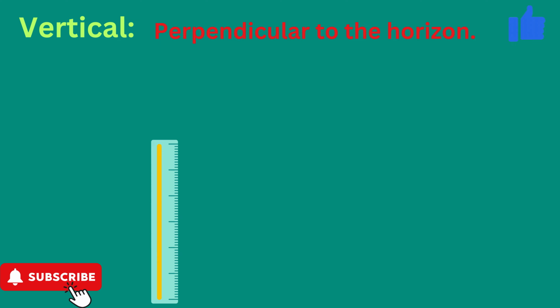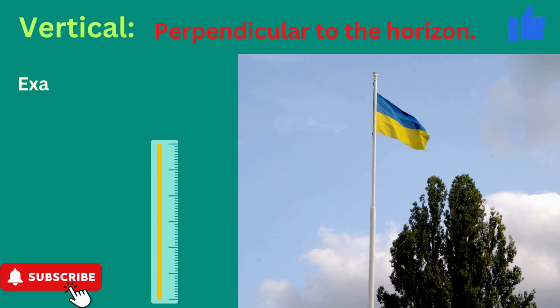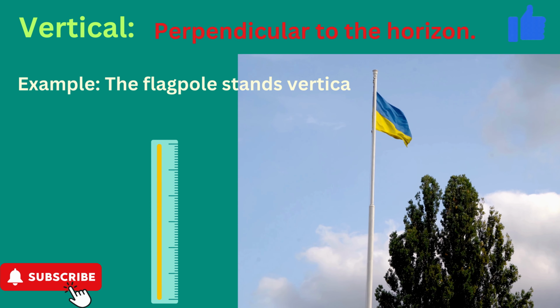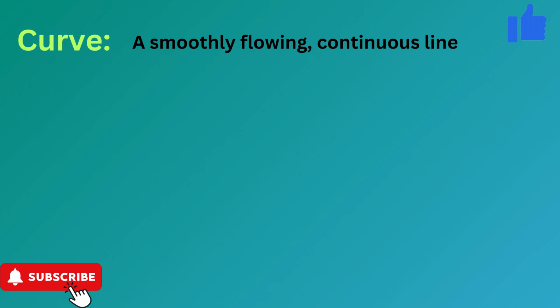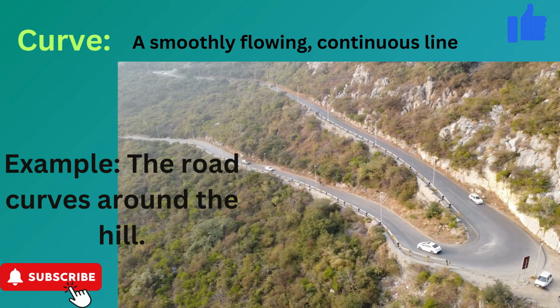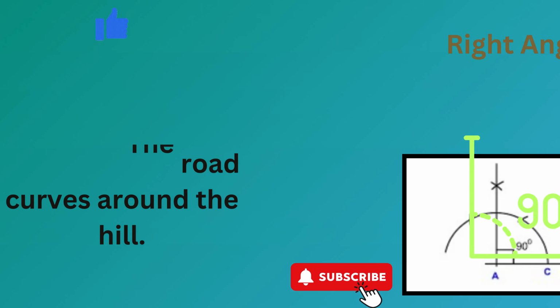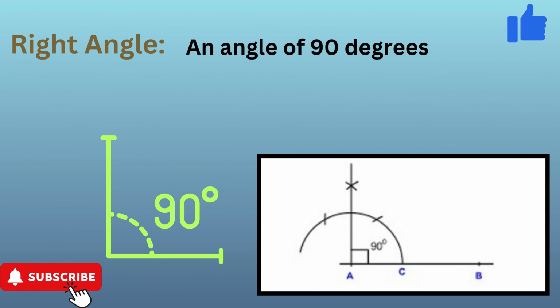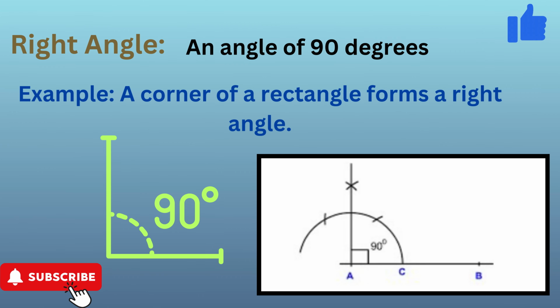10. Vertical. Perpendicular to the horizon. Example. The flagpole stands vertical to the ground. 11. Curve. A smoothly flowing, continuous line. Example. The road curves around the hill. 12. Right angle. An angle of 90 degrees. Example. A corner of a rectangle forms a right angle.